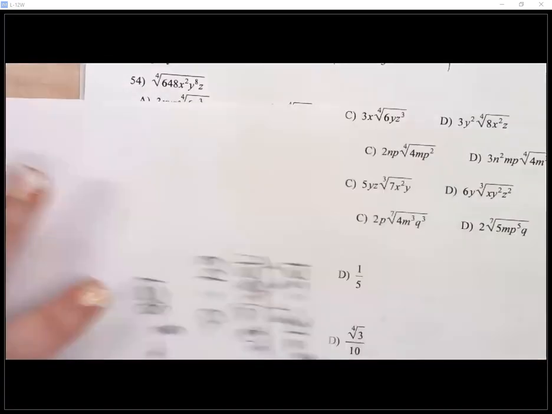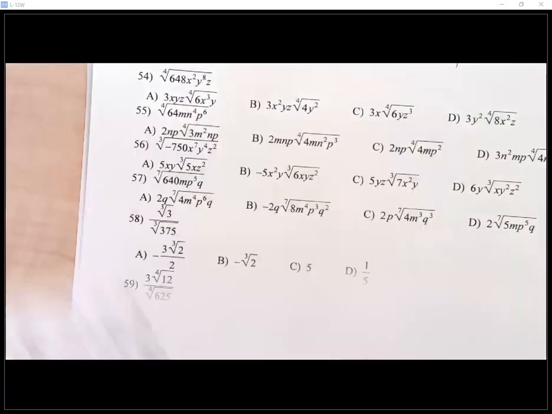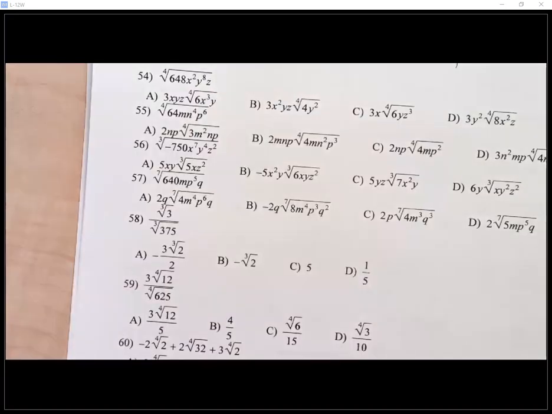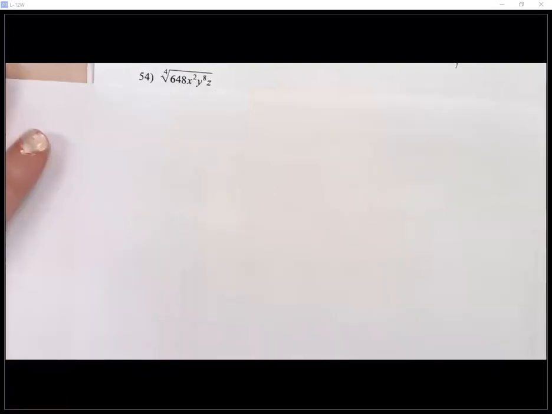So let's look at 54. Let's pretend it's final exam day. You don't have your little chart that I give you. And you're like, this is a to the fourth problem. I wish I had that chart. Let's recreate it.